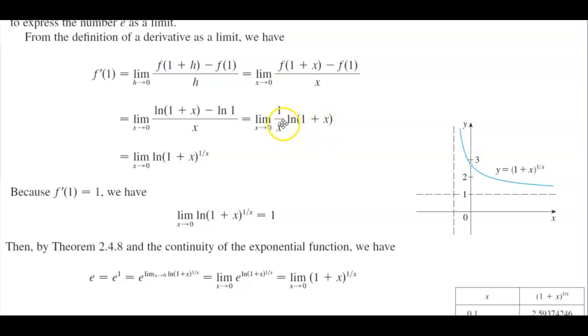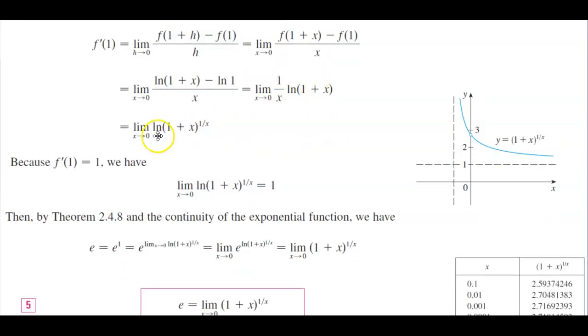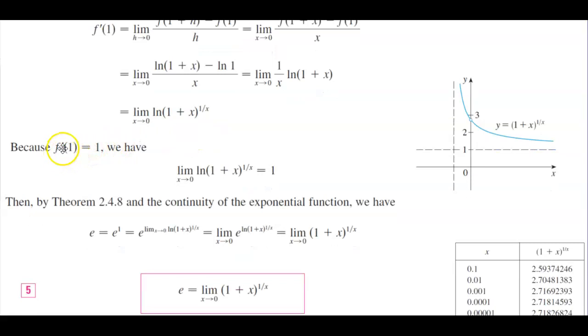And if we write this 1 over x as an exponent of that logarithm, then we have the limit as x approaches 0 of the natural log of 1 plus x to the power of 1 over x. So because we know that f prime of 1 is equal to 1, we would say that the limit as x approaches 0 of this logarithmic function is equal to 1. And you can see that on this graph. When we graph this function, the graph is going towards the value of 1.